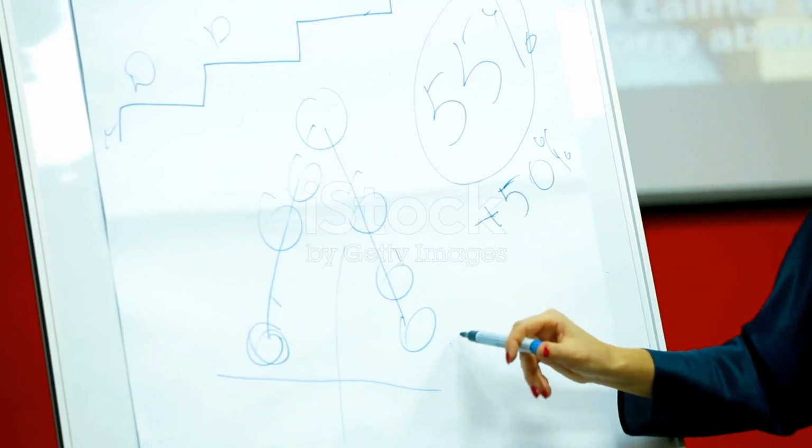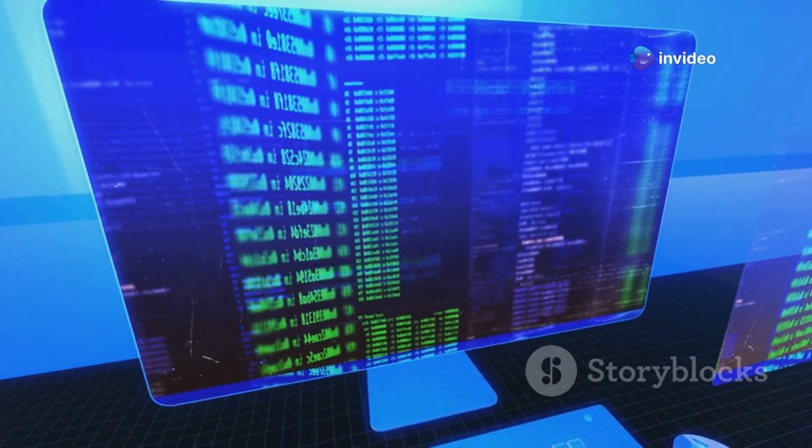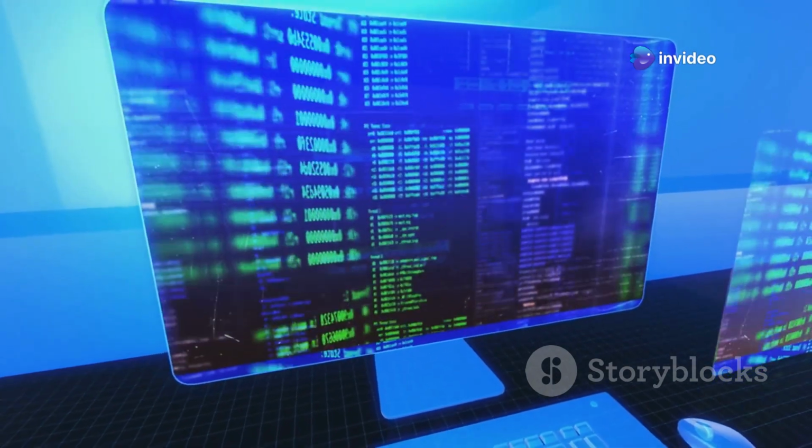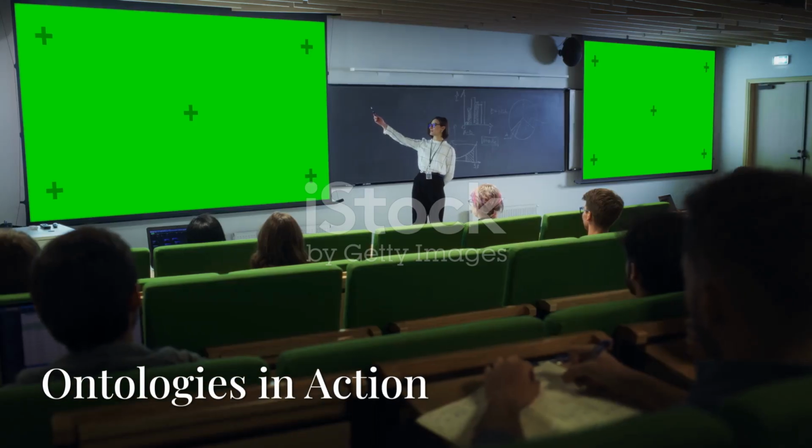This example demonstrates how ontologies power intelligent systems. By organizing knowledge in a structured manner, they enable machines to understand and respond to complex queries. This results in a more personalized and efficient user experience.